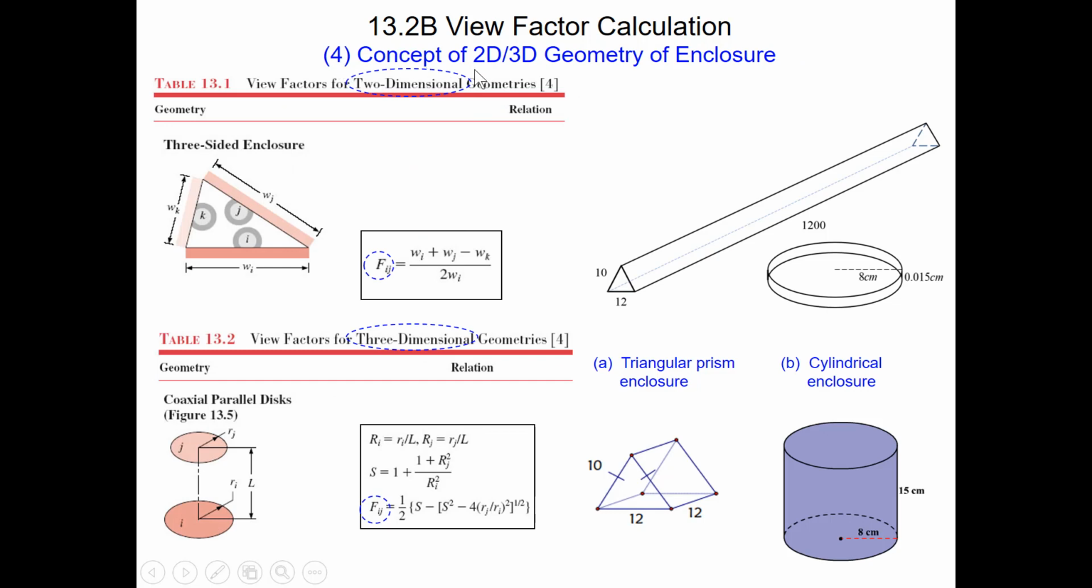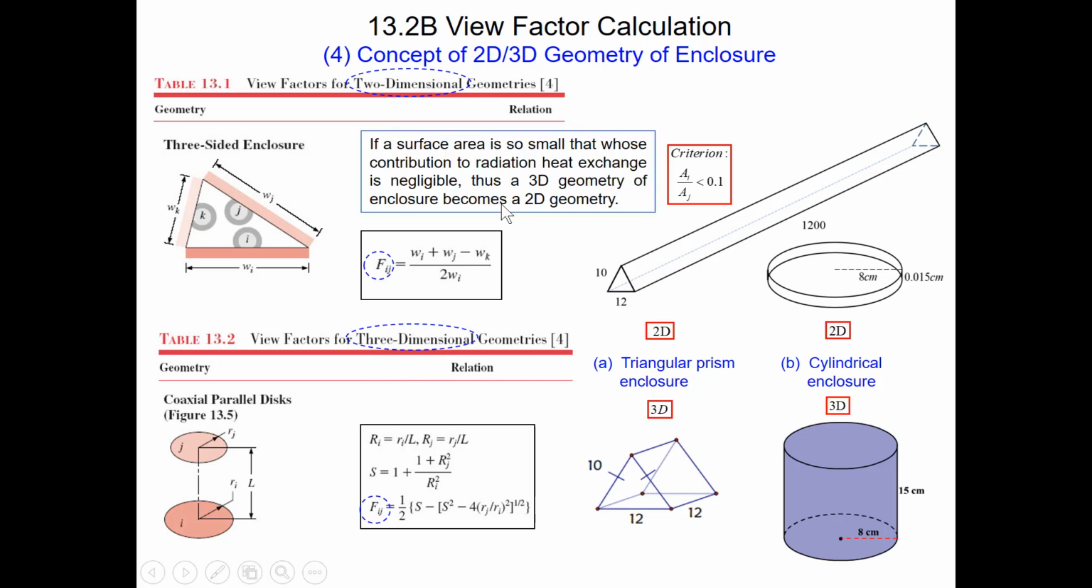B4. The concept of a 2D and a 3D geometry of an enclosure. The reason we come back to table 13.1 and 13.2 is that there's a question raised, which is, if you look at these enclosure geometries, they're all three-dimensional. How come we have a two-dimensional geometry? Here is a definition.